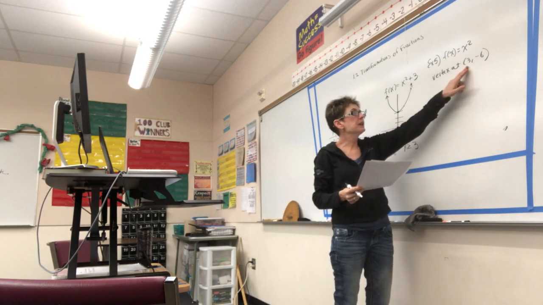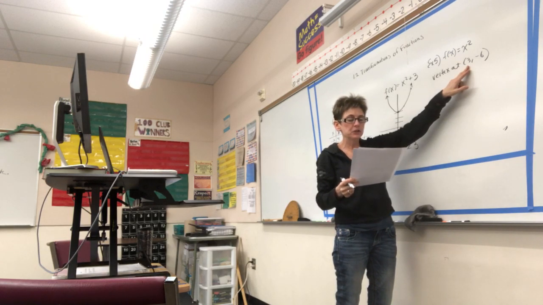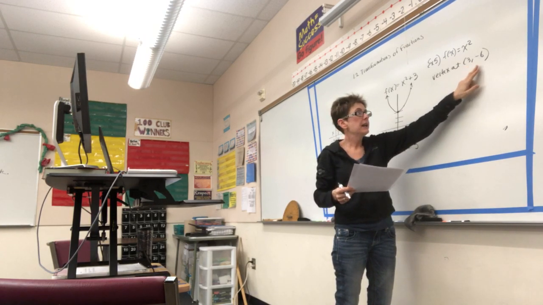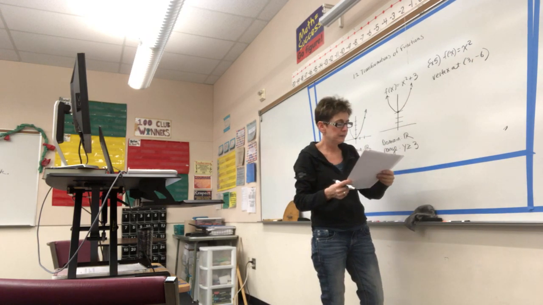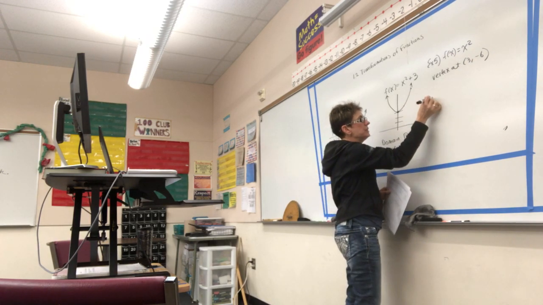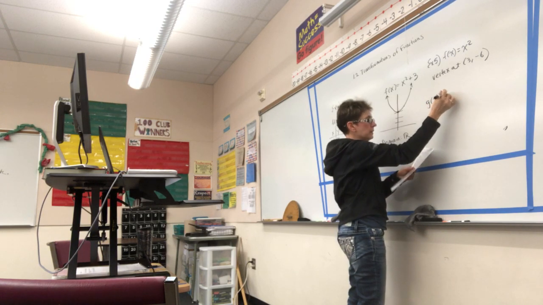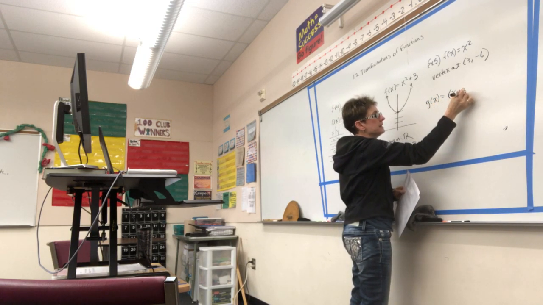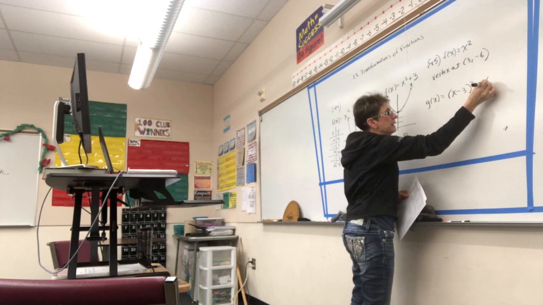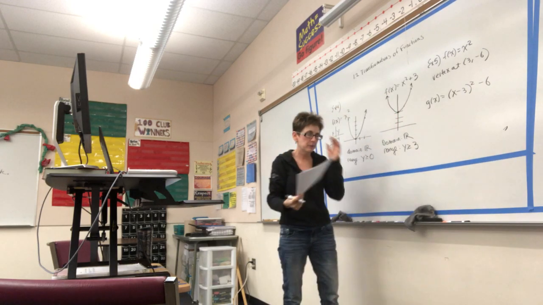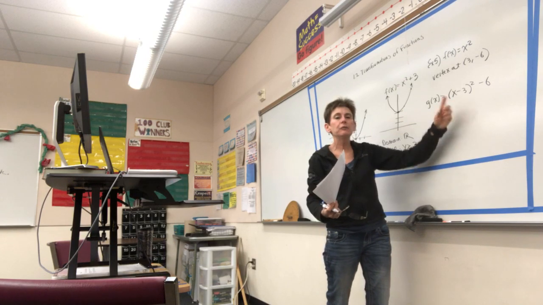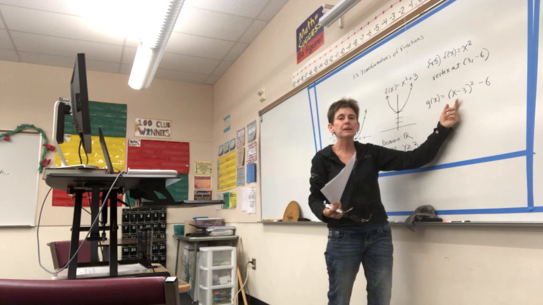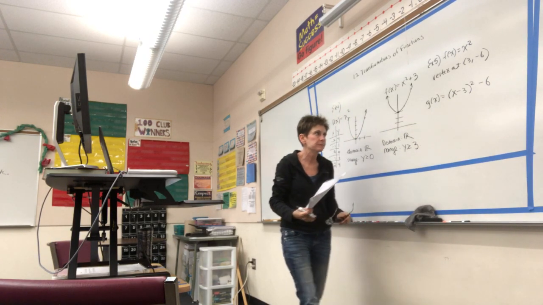Notice that this 3 in the x spot means we have to shift to the right 3. And this -6 is telling us to go down 6. So we would write g of x equals, in parentheses, x minus 3 squared, and then -6 outside the parentheses. Notice that this 3 is negative because of the minus sign already built into the formula.